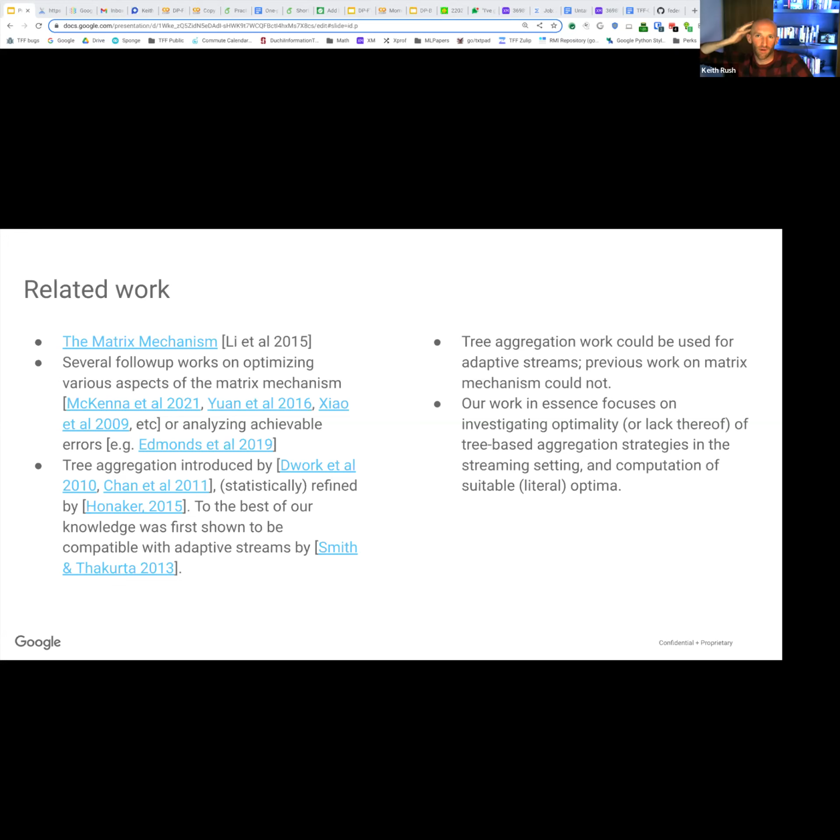We're going to talk a little bit about what an adaptive stream is and why we need it to do machine learning model training. That's where machine learning model training fits in here. It's an important point to notice that tree aggregation, as I just mentioned, can be used in this adaptive streaming setting. But all of the previous work on matrix factorization really could not, because it was designed to work in this batch offline case. Our work focuses on investigating the interplay between online tree aggregation schemes that could work pretty well for a lot of problems, and these matrix factorization mechanisms. We are interested in computing literal optima here, which I'll mention later in these slides, which is why these constants matter.